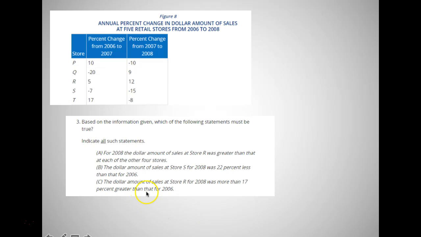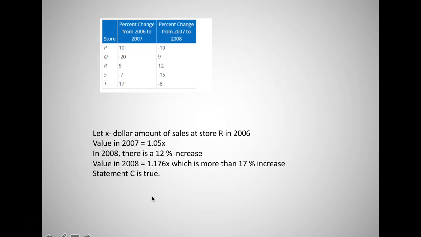Going to statement C, the dollar amount of sales at store R for 2008 was more than 17% greater than that for 2006. Let X be the dollar amount of sales at store R in 2006. So value in 2007 will be 1.05x since there is a 5% increase. In 2008, there is a 12% increase. So value in 2008 will be 1.176x. That is, you multiply 1.05x by 1.12. So you get the answer as 1.17x, which is more than 17% increase. So statement C is true.